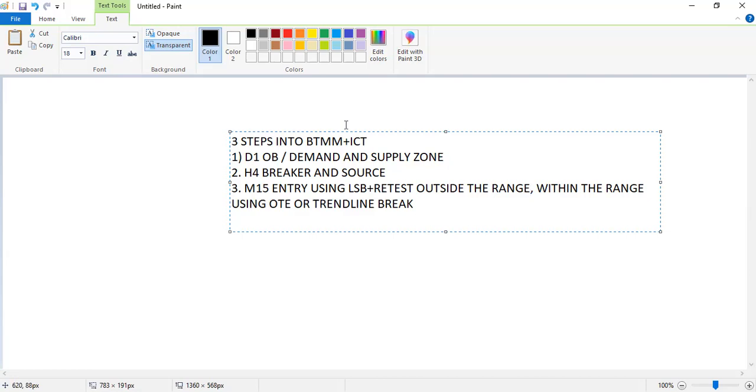Now, first of all, I'll take you to the slide where I'm going to show you the meaning of order block, bullish order block, bearish order block, breaker, and source. Can we proceed? Okay. Can you see this?